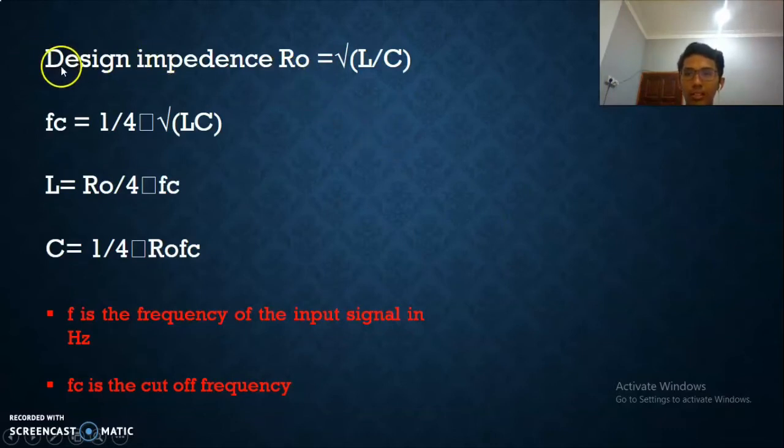And the formulas for design: impedance R0 equals square root of L over C, and fc equals 1 over 4 pi square root of L C. L equals R0 over 4 fc, and C equals 1 over 4 R0 fc. Here f is the frequency of the input signal in Hertz, and fc is the cut-off frequency.